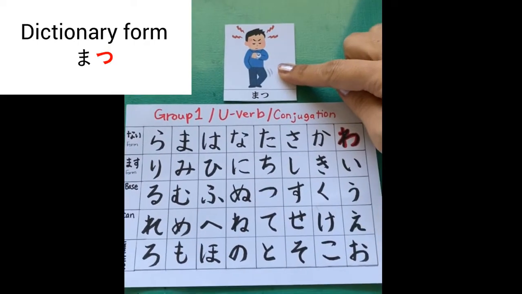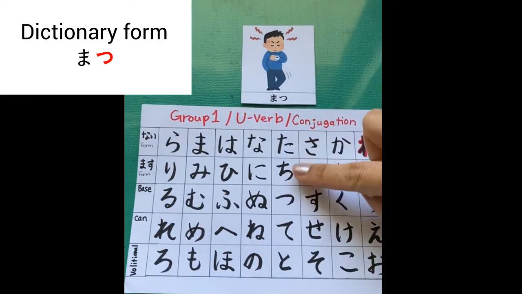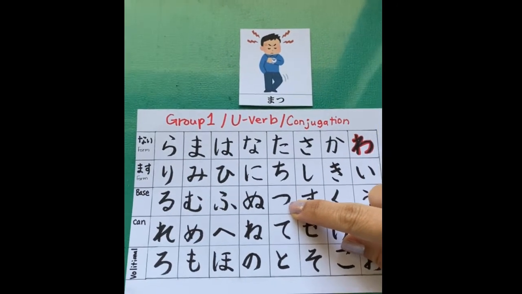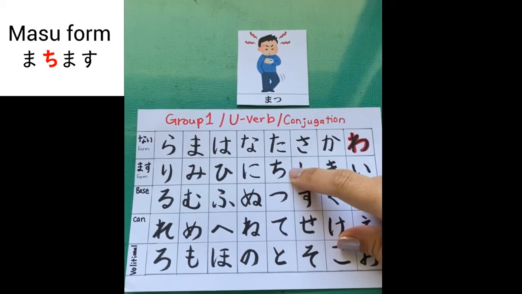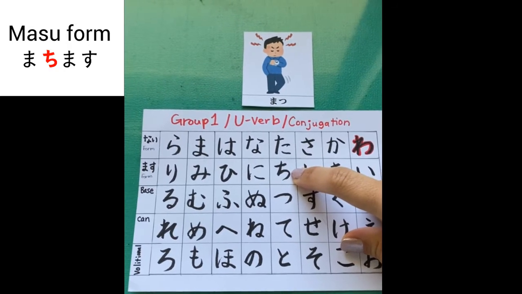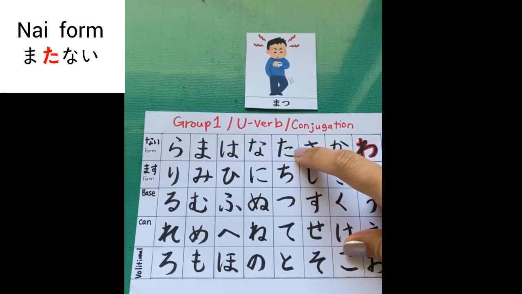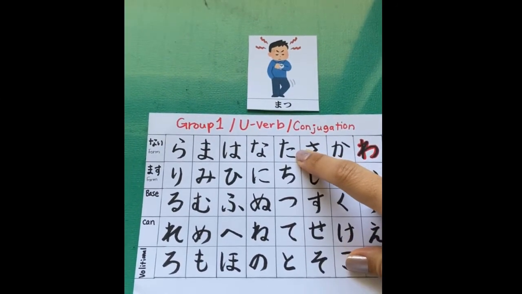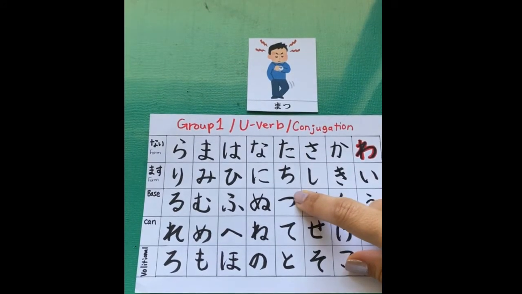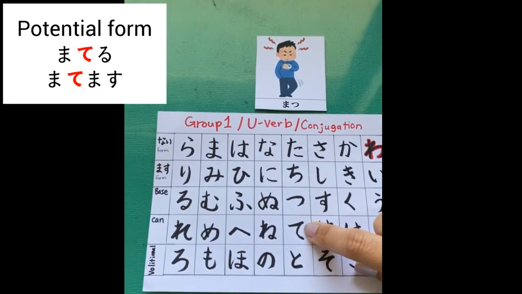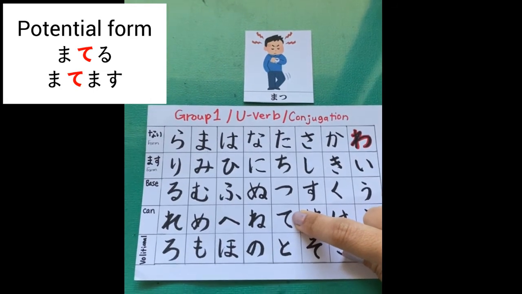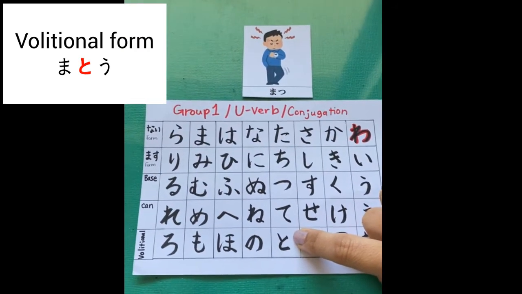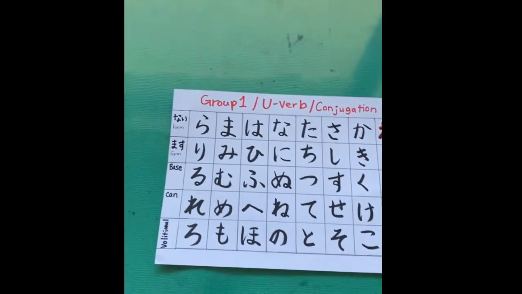Another example. 待つ, to wait. Base form, dictionary form is 待つ. Masu form, 待ちます. NAI form, 待たない. Can-do form, potential form, 可能形, 待てる、待てます. Volitional form, 待とう.